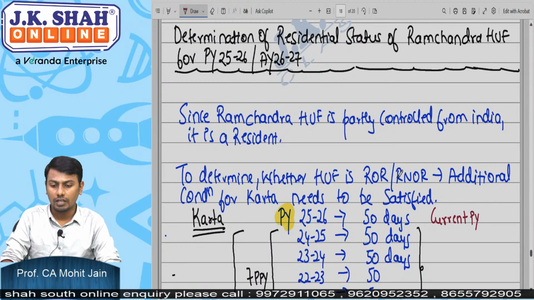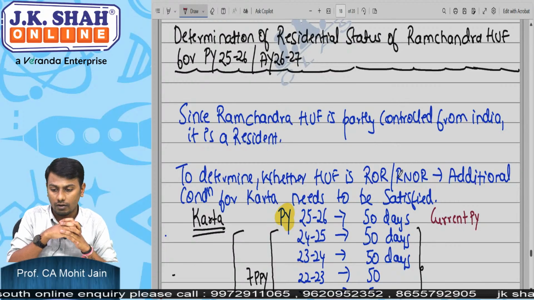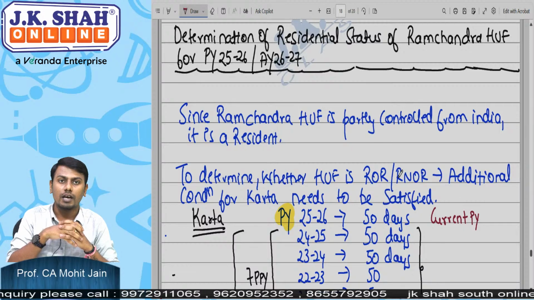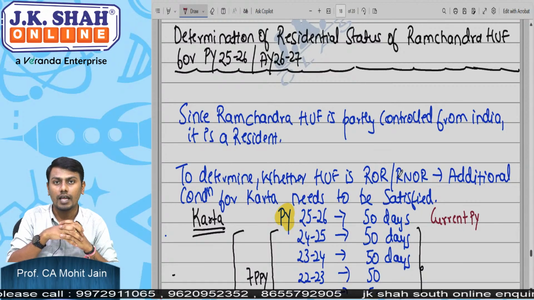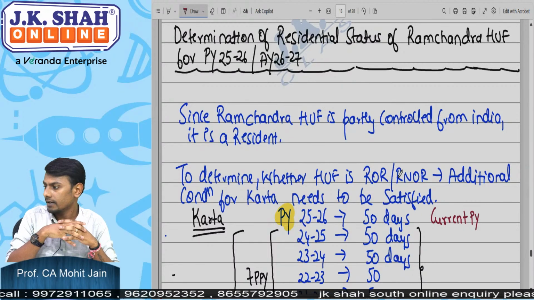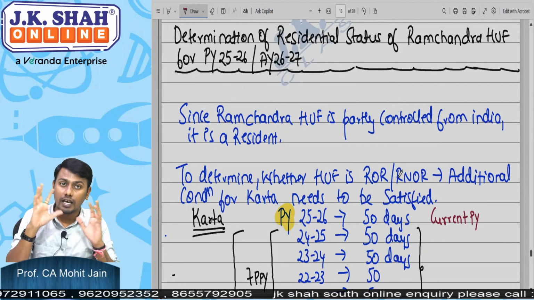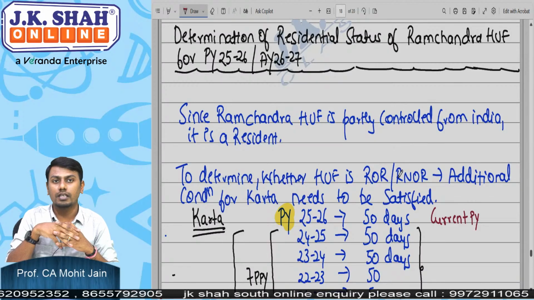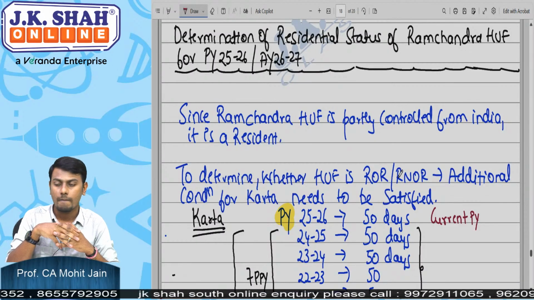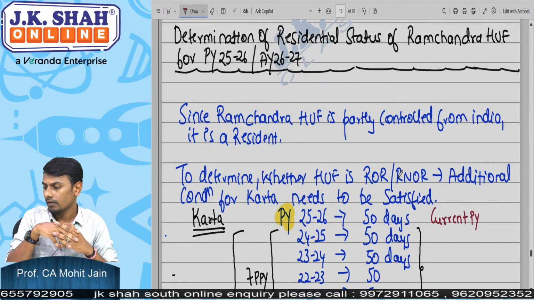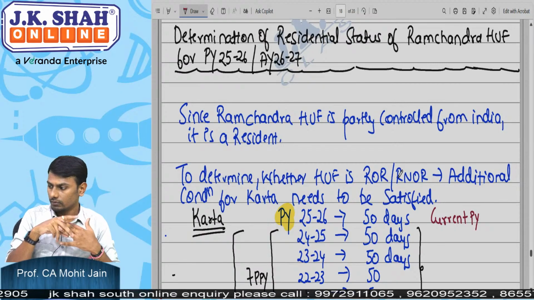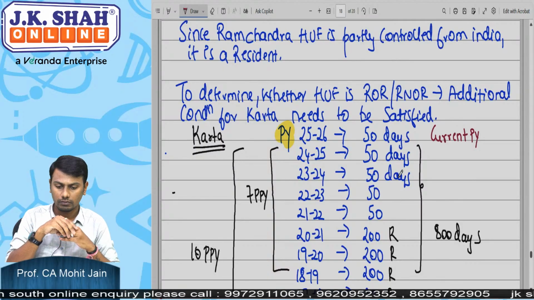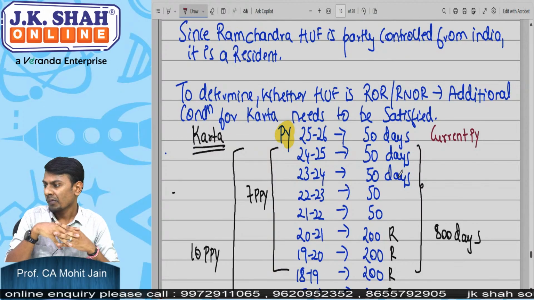Since Ramachandra HUF is partly controlled from India, it is a resident. To determine whether it is a ROR or RNOR, for that we need to satisfy the additional conditions for Karta. Copy down this chart then.